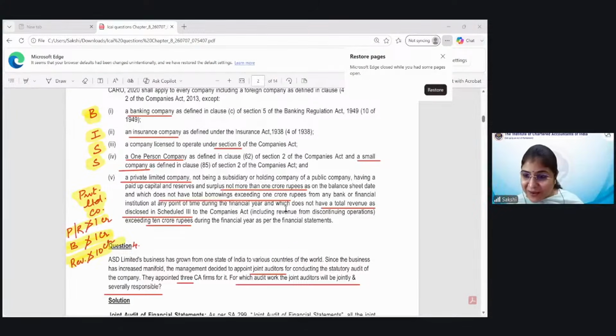So, you know the exceptions. Banking, insurance, section 8, small company, one person company and private limited company where paid up share capital and reserves not more than 1 CR, borrowings at any time during the year not more than 1 CR, revenue not more than 10 CR. Easy question.